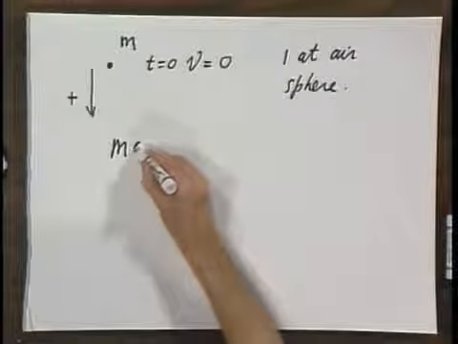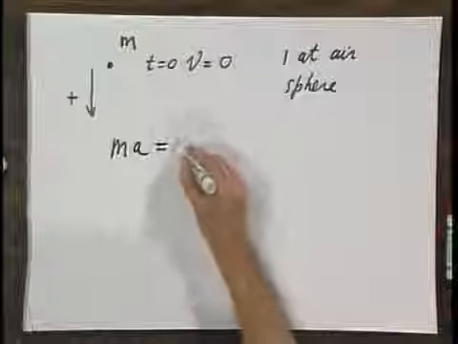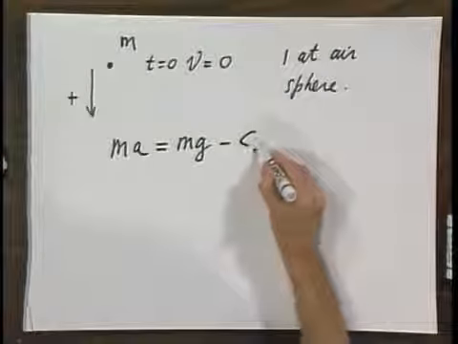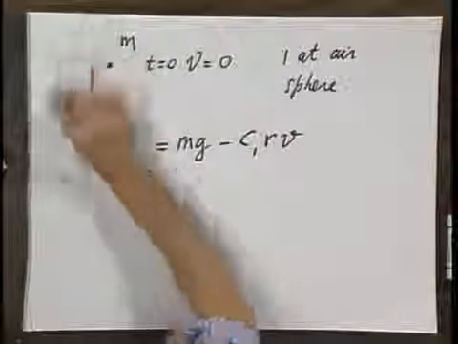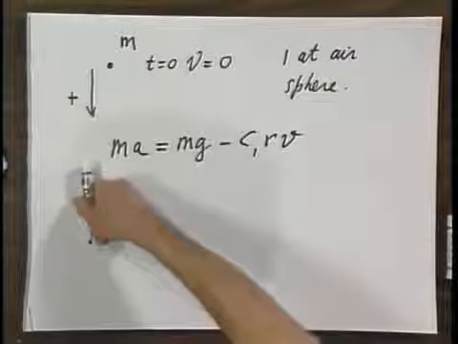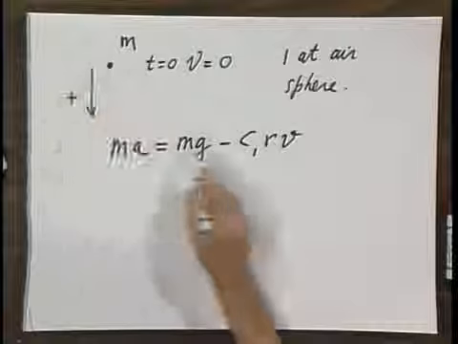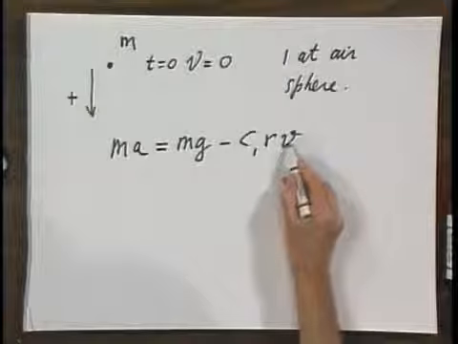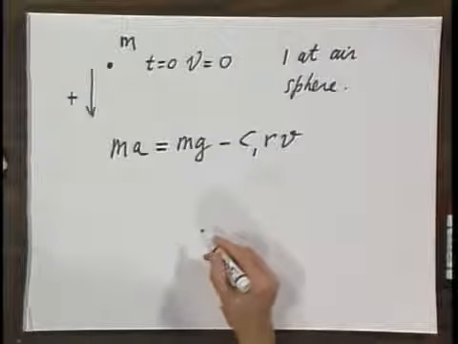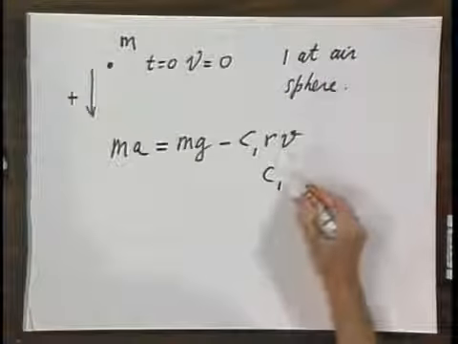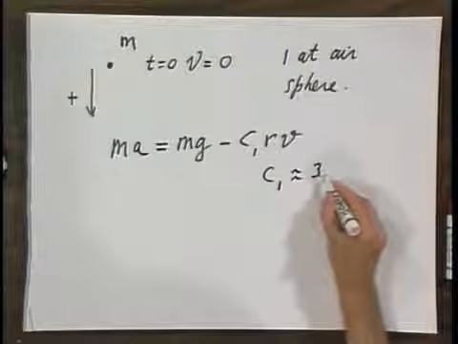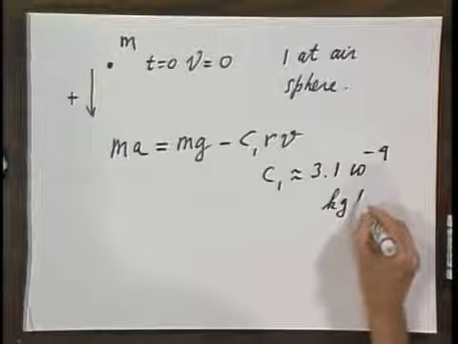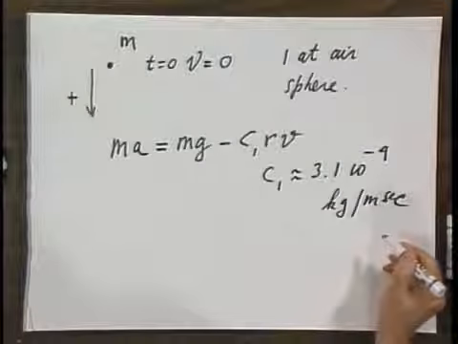For a spherical object, the force on that object, F equals ma, is the gravitational force in this direction minus C1r times v in that direction. When the object has a speed v in this direction, it experiences in the opposite direction a resistive force, which in this case, specifically chosen, is proportional to the speed. C1 in 1 atmosphere air is approximately 3.1 times 10 to the minus 4 kilograms per meter per second.